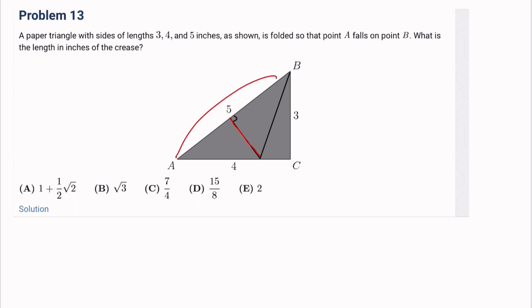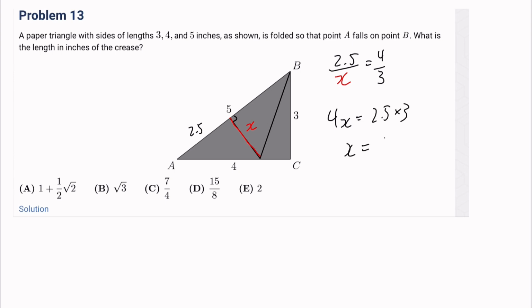And so the whole thing is 5, half of this is 5 over 2, so this is 2.5. And since the ratio of ABC is equal to this ratio, right? And so this over this is this over this, which is 4 over 3. And so 2.5 over, let's call this x, over x equals 4 over 3. So 4x equals 2.5 times 3. x equals 5 over 2 times 3 times 1 over 4. This equals 15 over 8. The answer is D.